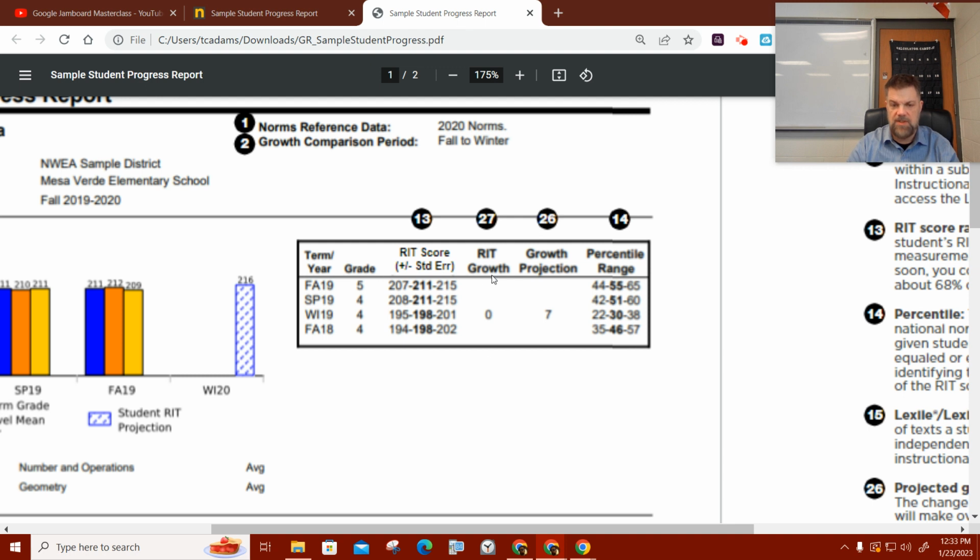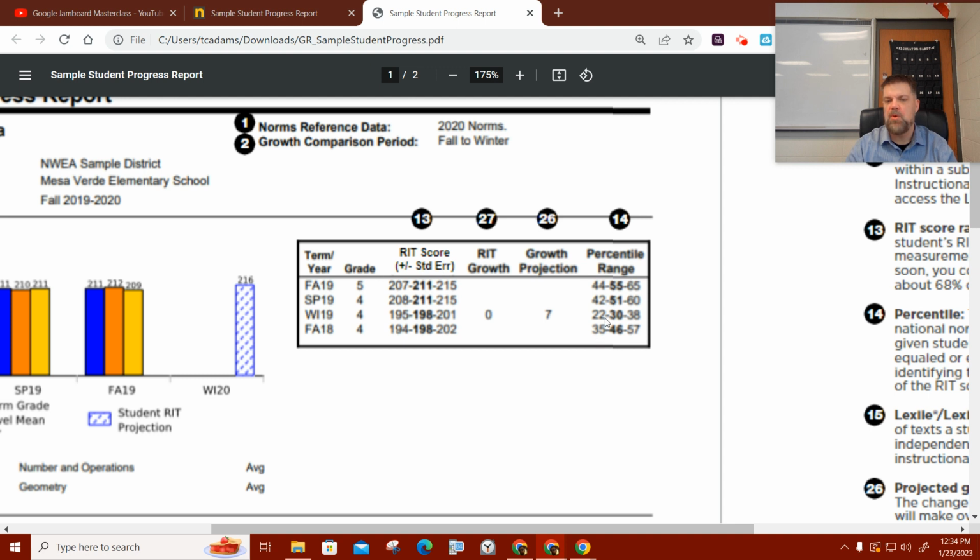Right here, this column is the growth. So we look for growth. If you take the test and you're at 198 and you are at 198 again, the next time you take the test, there's zero growth. Okay. We also have a growth projection. What they do is if you've been taking this for many, many years, they try to project how much you'll grow each year. So you always want to compare those.